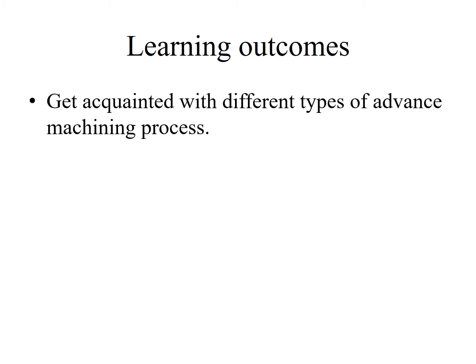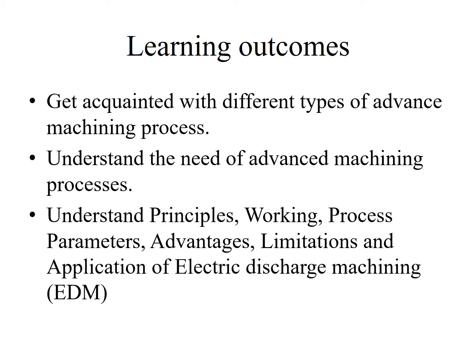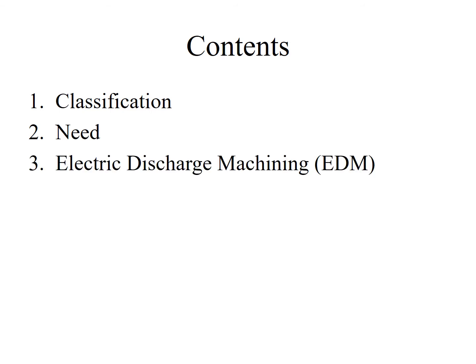Learning outcomes, or the final results of this part, are getting acquainted with the different types of advanced machining processes, that is their classification according to the energy forms used for machining, and understanding the need for advanced machining processes, which will be explained by the shortcomings of currently used or conventional machining processes, which we covered in the last units. This part will also include the study of electrical discharge machining with coherence to the points: principles, working, process parameters, advantages, limitations, and applications of EDM. Contents of this presentation include classification, need, and EDM.